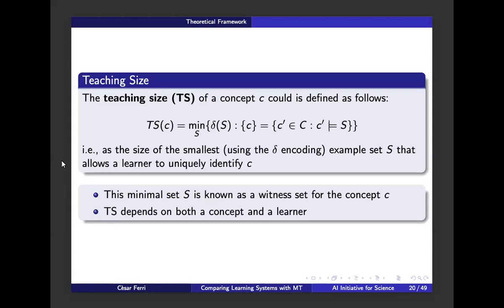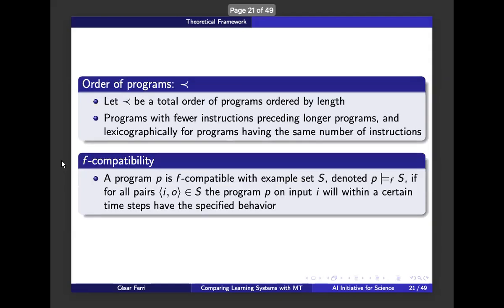The teaching size of a concept could be defined as follows. We employ a delta function that measures the size of the witness set in number of bytes. In that order, we want to find the minimal witness set, measured in number of bytes using this delta function, with which we can teach a concept to a learner. Okay, so the minimal set is known as a witness set for the concept C, and it depends on a concept and a learner.